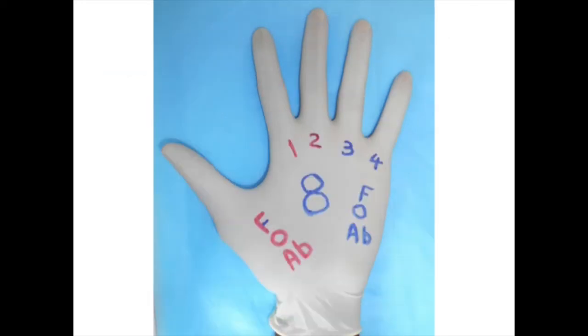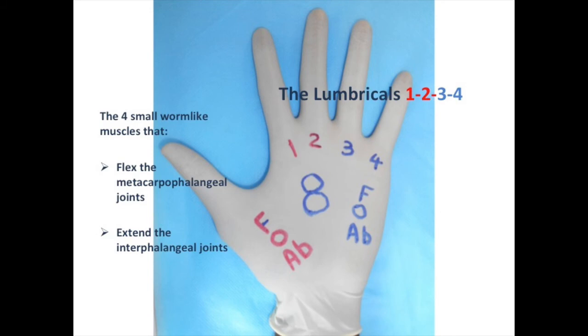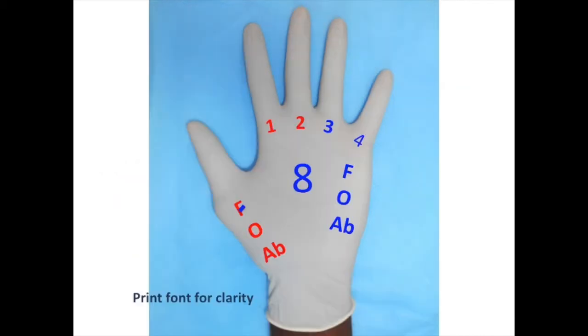Now with your red marker, print the number 1 at the base of the index finger, the number 2 at the base of the middle finger, and with your blue marker, print the number 3 at the base of the 4th finger, and print the number 4 at the base of the 5th finger. Again, you can pause the video while you do this. These are the 4 lumbricals. It comes from the Latin word lumbricus, which means worm. The 4 small worm-like muscles help to flex at the metacarpophalangeal joints and help extend the interphalangeal joints. This picture uses print font for clarity.